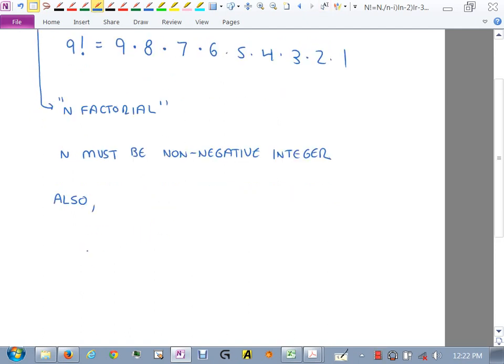Also, 0 factorial is, what do you think? 1. Yes, and it doesn't make a whole lot of sense. It's by definition, okay? We define 0 factorial to be 1. That's the only one that doesn't make sense, and I'm not going to get into it right now. There's a reason why it has to be 1.